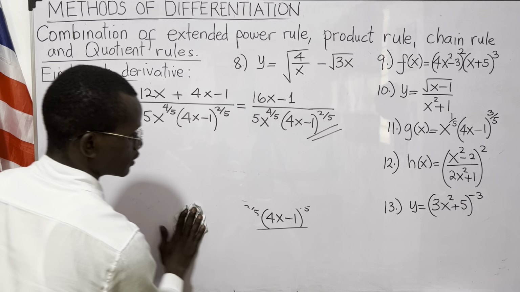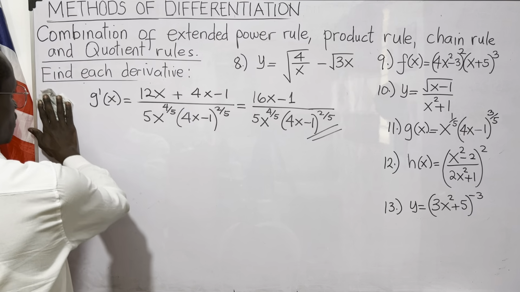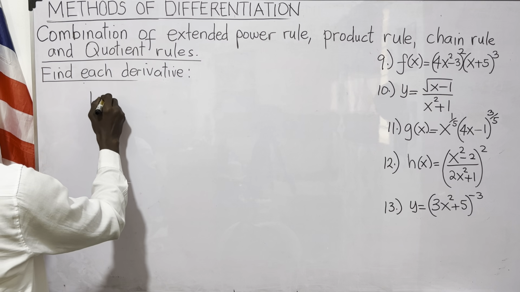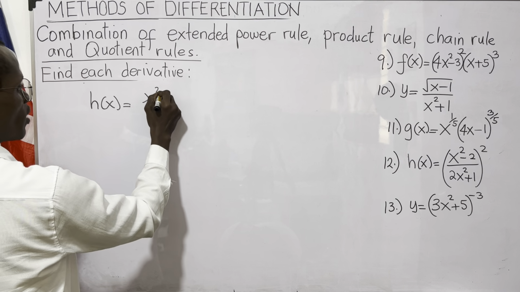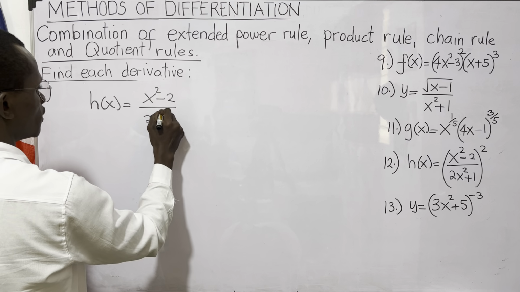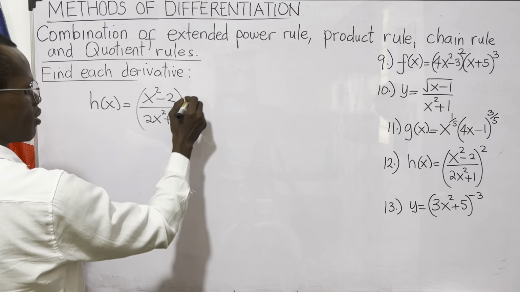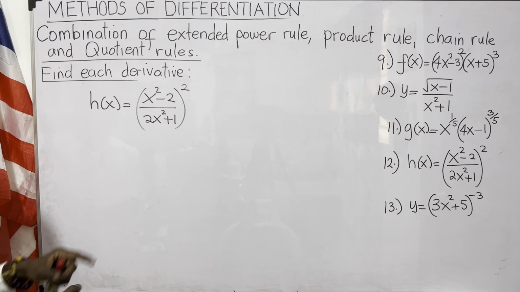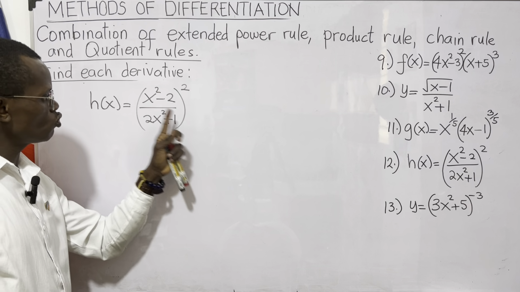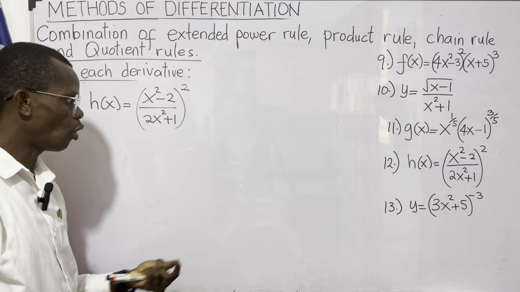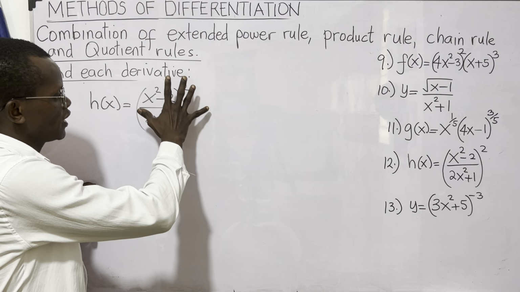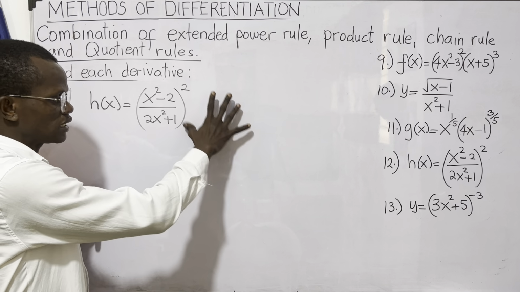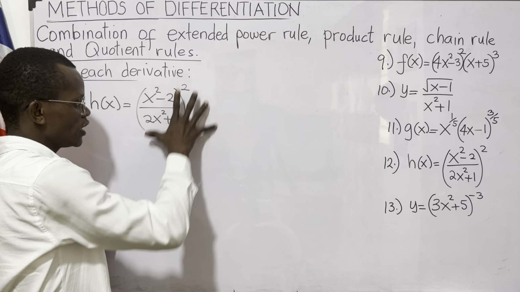So we do the last two. Maybe we'll just do the last one and then you can now practice the other one. So h of x is equal to x squared minus 2 all over 2x squared plus 1 raised to the power 2. So we can decide to rewrite it as x squared minus 2 divided by 2x squared plus 1, or we can decide to rewrite it as x squared minus 2 raised to the second power divided by 2x squared plus 1 raised to the second power, right? Or we do it as it is.